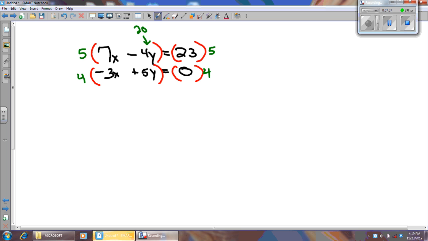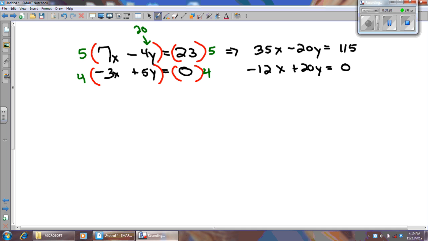And when I do that, watch what happens. My top equation becomes 35x minus 20y equals 115, I believe. The bottom equation becomes negative 12x plus 20y, and that'll equal 0. And notice here, now my y's have the same coefficient with opposite signs. They're additive inverses of each other. How did I do that? Well, I used the least common multiple of negative 4 and positive 5.